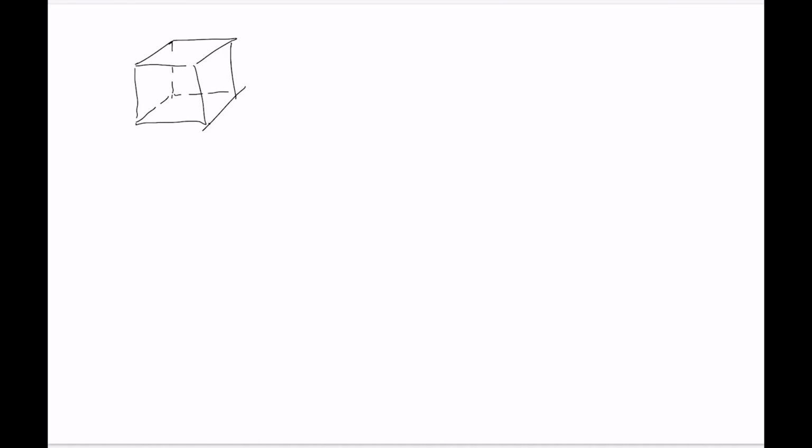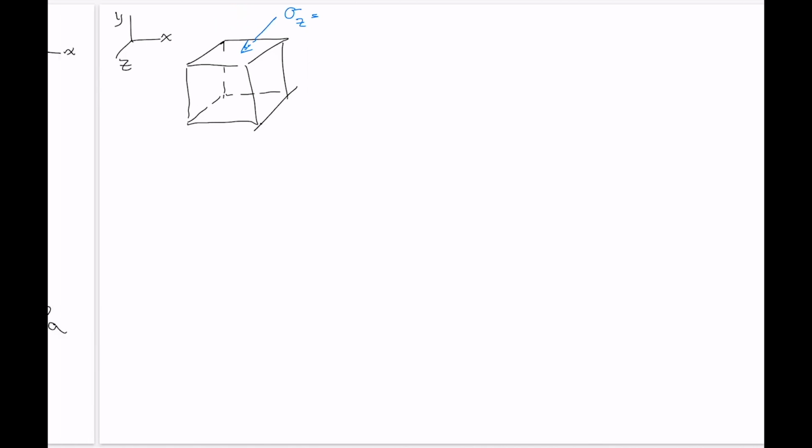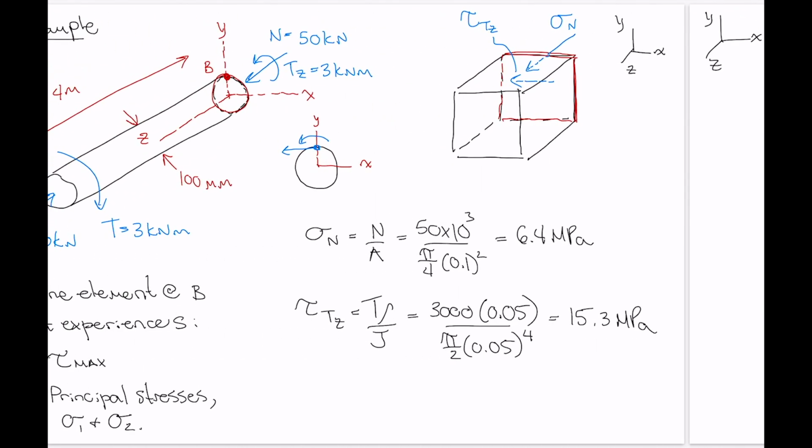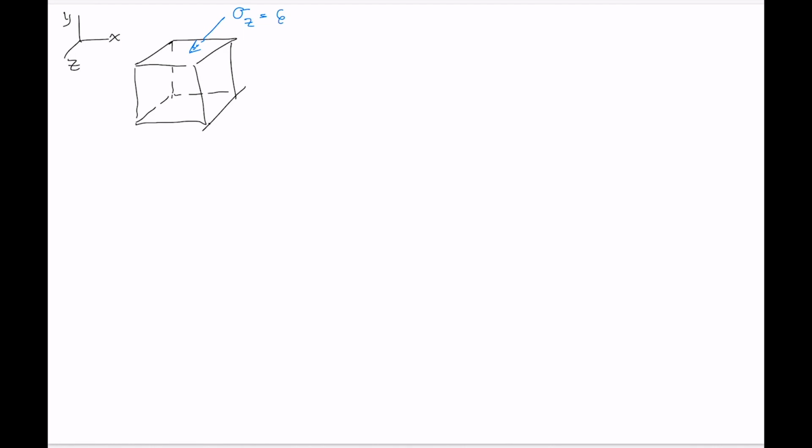So what did we have? We had one normal stress that was compressive. Okay, now let's take our coordinate system with us. We've got x, y, and we've got z. So the stress that I'm drawing is a stress along the z direction, so it should be labeled sigma subscript z, and that's equal in magnitude to 6.4 megapascal. 6.4 MPa.